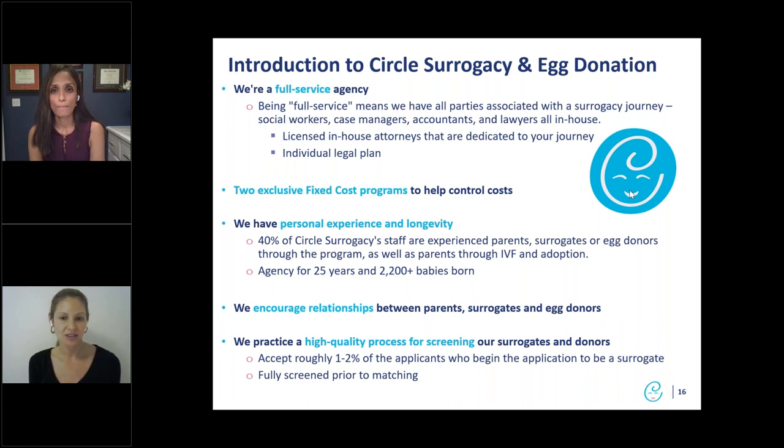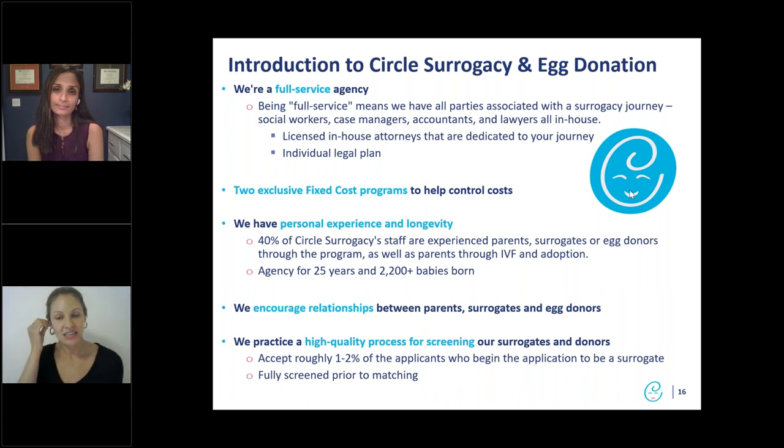And then perhaps most importantly, one thing that really differentiates us is our personal experience in this field. About 40% of our staff have either been parents through surrogacy, surrogates themselves, egg donors, or experienced IVF or adoption. So we really bring that love and care to our process. And as a result, we've had well over 2,000 babies born over our 25 years of experience.